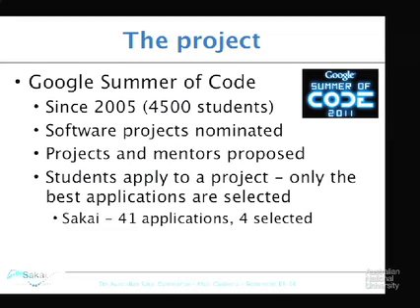So Google Summer of Code has been around since 2005 and it's sponsored 4,500 students. Basically the way it works, software projects nominate themselves, so the Sakai Foundation said we will accept students. The projects and the mentors are proposed by the projects, and then students apply to that project to take on one of those software development projects. Only the best applications are selected. This year we had 41 applications for Sakai, but only 4 made it through. We had to filter through them all.